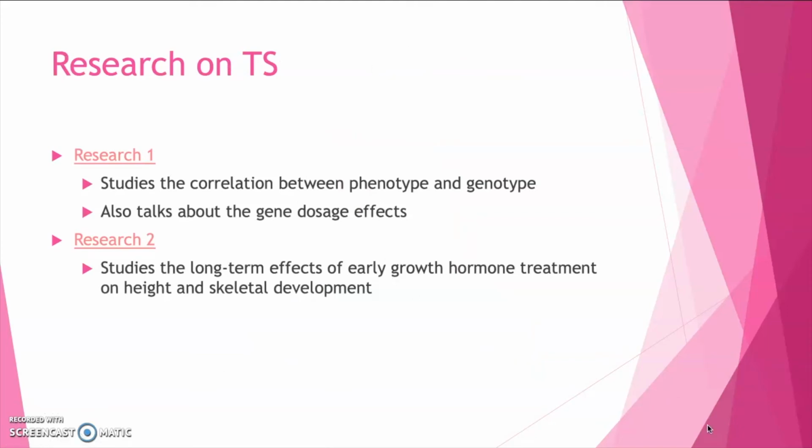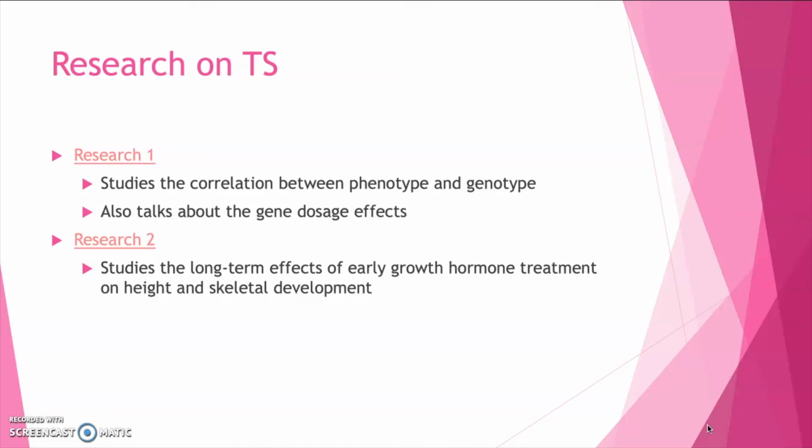Both of the research studies were found on clinicaltrials.gov. The first research study studies the correlation between genotype and phenotype. The goal of the study was to identify the genes responsible for the medical problems associated with the disorder. The study did not help identify the genes associated with the medical problems, but researchers hope it will improve the treatment and diagnosis of women with Turner syndrome and further the understanding of gene dosage effects as an entirety.